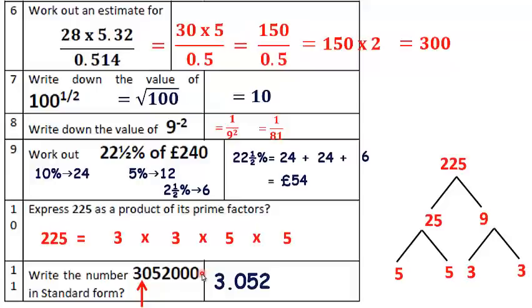Right now the decimal point is all the way at the end here. I need to move it 1, 2, 3, 4, 5, 6 places, so it comes over here. So it's going to be times 10 to the power of 6 because it's a big number. If that was a decimal number and I was moving in the opposite direction, that would be a minus 6, right? But this is a large number. It's 3,052,000. It's a large number, so that's what it looks like in standard form. Make sure you fully understand this and are able to do it.